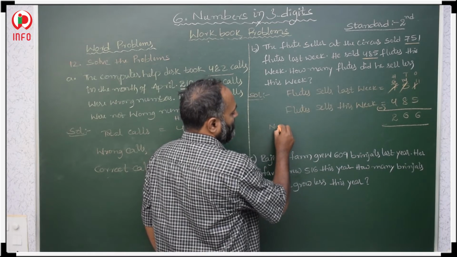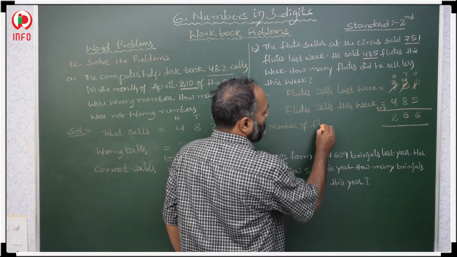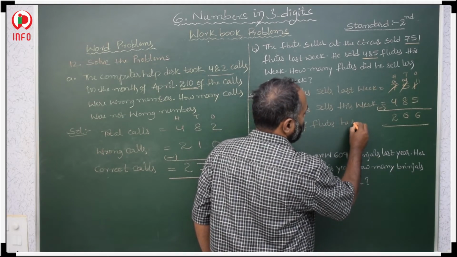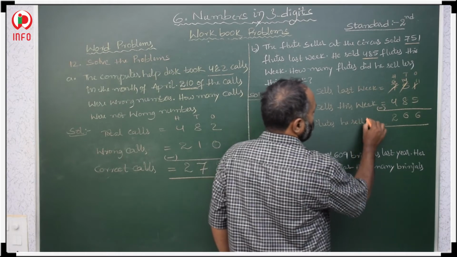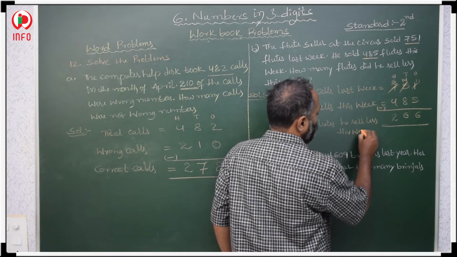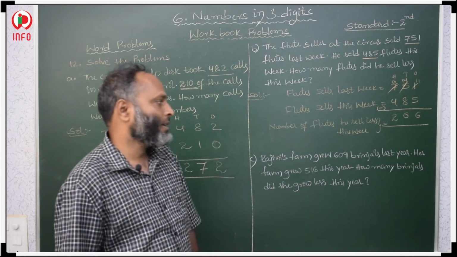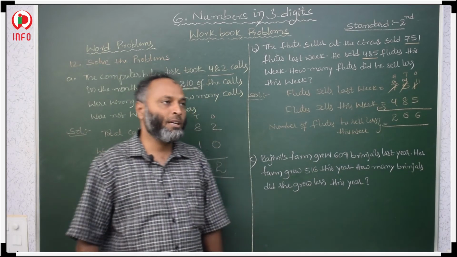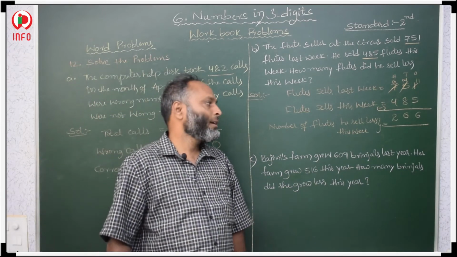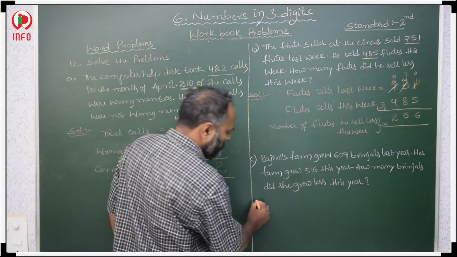Then number of flutes he sells less this week. This many flutes he sells less this week: 266. Last week he sold more flutes and this week he sold less. How many? 266 flutes he sold less this week.